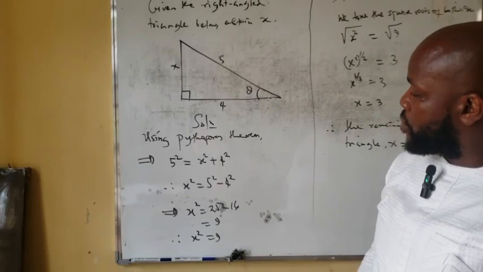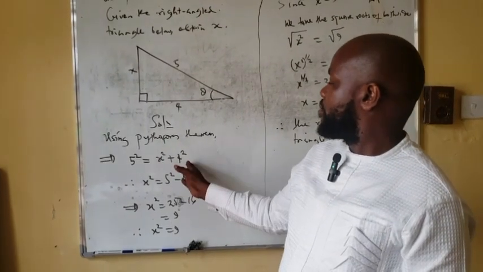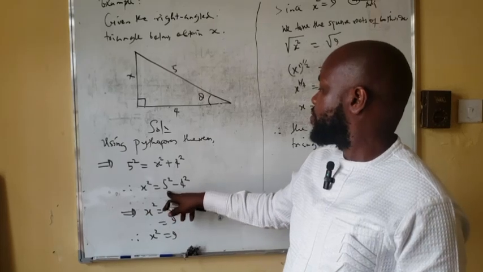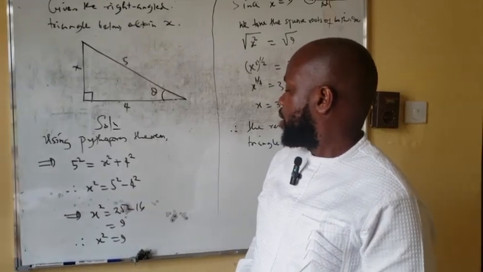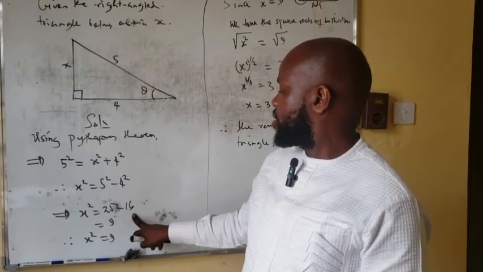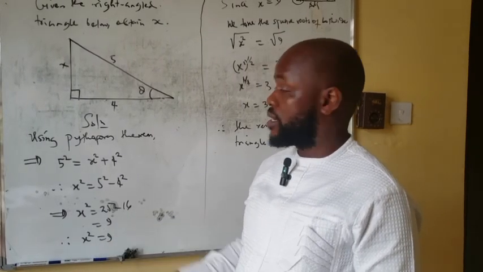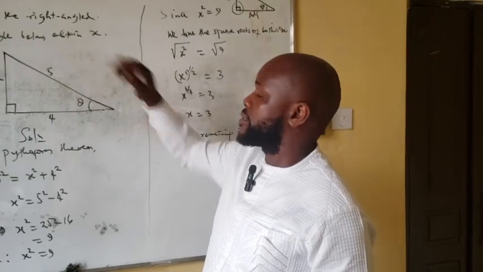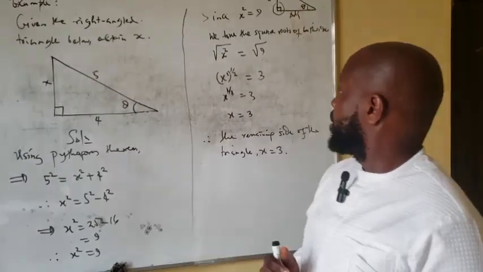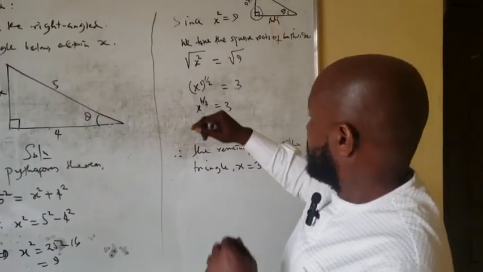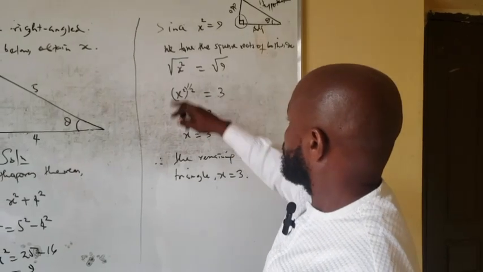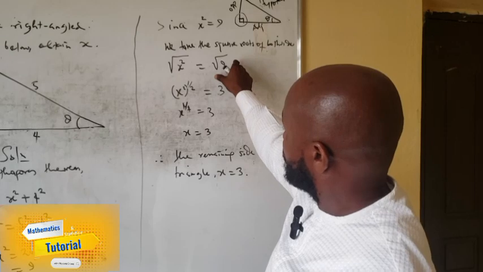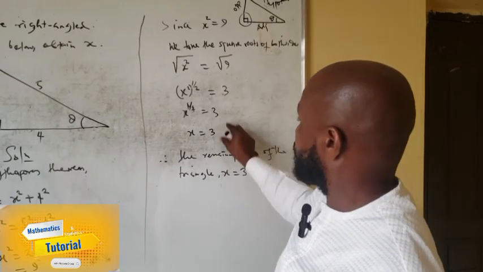So we perform the simple arithmetic now, just taking 4 squared to the other side. We now have x squared equals 5 squared minus 4 squared. And that is 25 minus 16, which is 9. Therefore, x squared is 9. But we are not looking for x squared in this problem. The question said obtain x. If we take the square root of both sides, the square root will cancel this square and let the x stand alone. And we take the square root of this other side. The square root of 9 is 3.